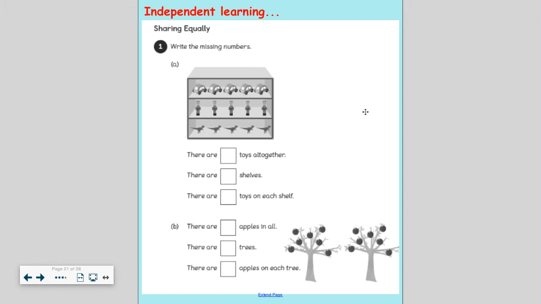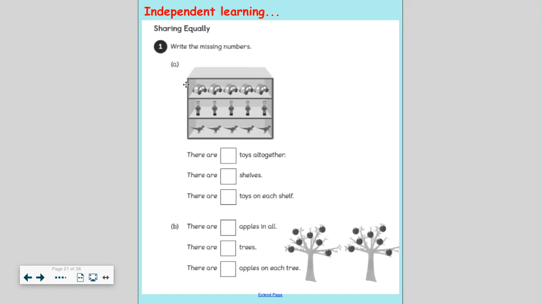For your independent learning today, you are going to be looking at sharing the items. They would like to know how many things there are altogether, how many groups there are, and then how many things are in each group. I would suggest, if it's easier, that for each question you start with the bottom sentence and work your way up so that you're not tempted to count the items one by one. Otherwise, you could just work from top to bottom.